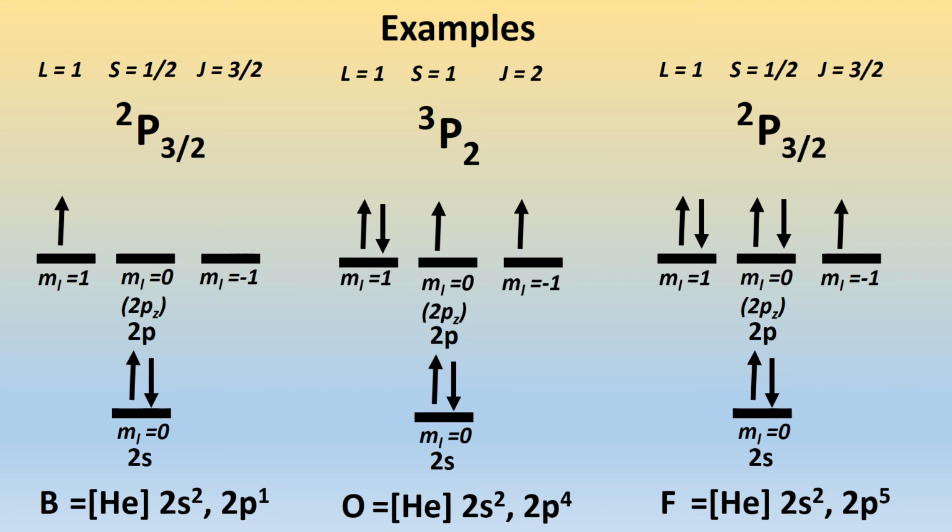For one more example, we can start with fluorine, which has an electron configuration of helium 2s2 2p5. Again, adding the orbitals in their proper places, starting with the 2s on the bottom and the 2p on top, where the 2s has an m sub L of 0, 2p has m sub L values of 1, minus 1, and 0 for the 2p z-axis.